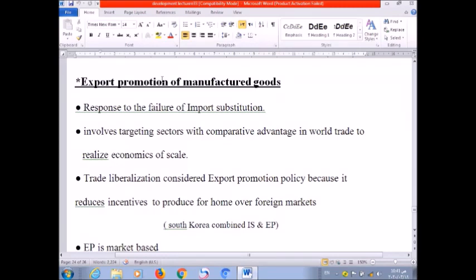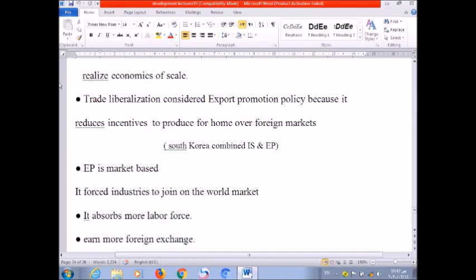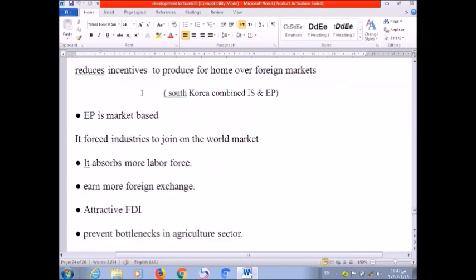Combine the two strategies, IS and EP. IS is import substitution, EP is export promotion. Export promotion is market based. It helps industry join the world market. It absorbs more labor to create new jobs, earns more foreign exchange through exporting, and attracts FDI, foreign direct investment, which is very important to any economy. It prevents bottlenecks in the agriculture sector, because of this advantage of agriculture, and this helps in this way.